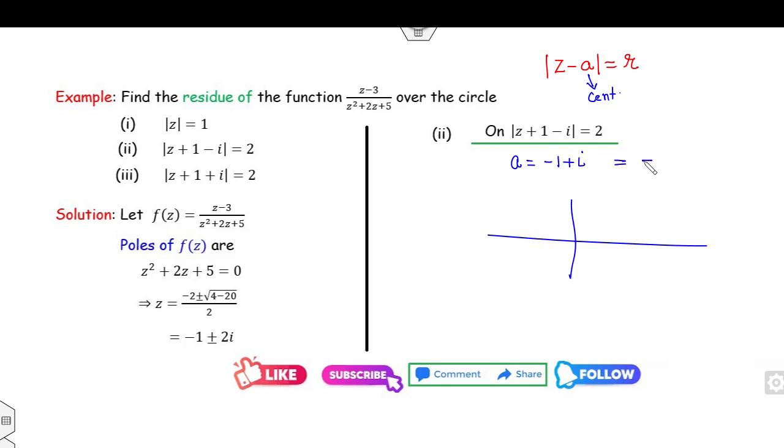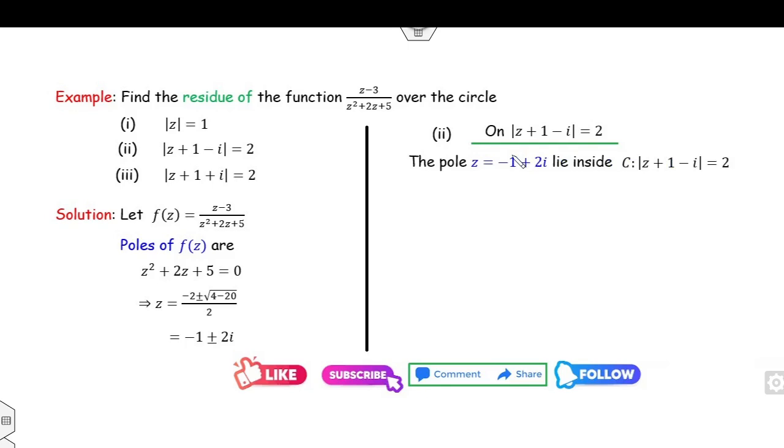The coordinate is (-1, 1). Fine. Sorry, x is -1, y is +1. This is my center. The radius is 2. This is (-1, 1). So you can draw the circle of radius 2. Now check whether this value lies inside. How? You can substitute the value in the given function.